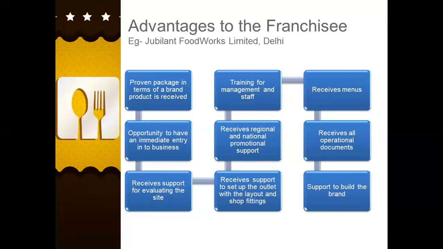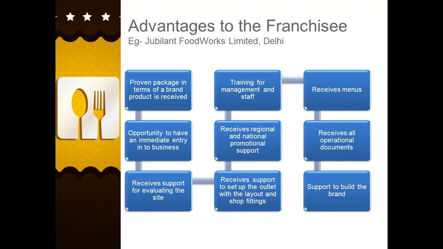As a franchisee, you get a proven package in terms of a brand and product, which is already famous. Domino's Pizza was already famous in the United States when Jubilant Foodworks introduced them in the Indian market. They had an opportunity for immediate entry into business because they were introducing a very famous brand of pizza. People already knew what kind of pizza they were going to have, or for that matter, they knew about the brand which was there in the United States market.